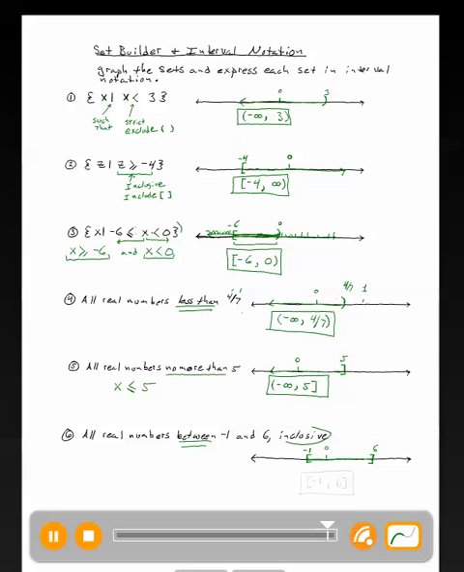Now to get the interval notation, all I have to do is write this down. So I've got a bracket and a -1 at the left, and it goes up to, or sorry, it goes up to and includes 6. So we use a bracket for 6 as well. So all real numbers between -1 and 6 inclusive.